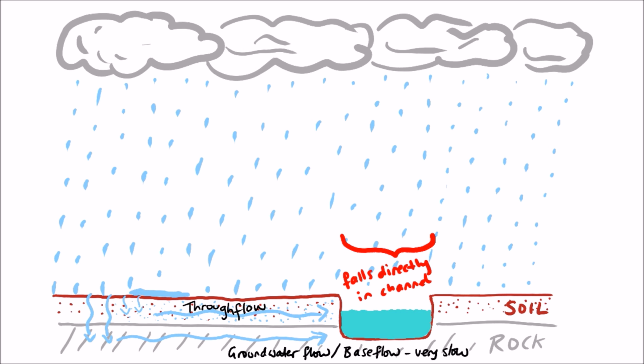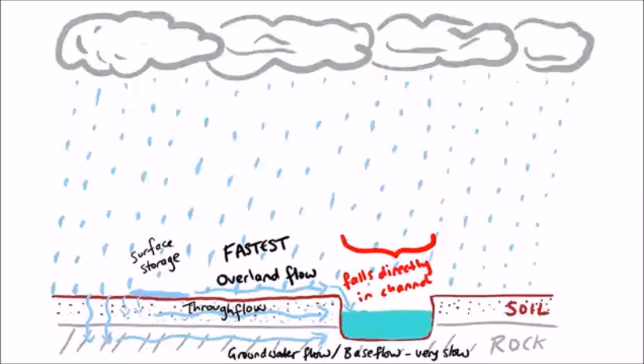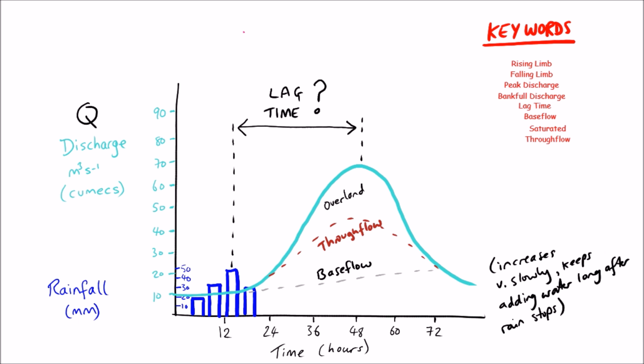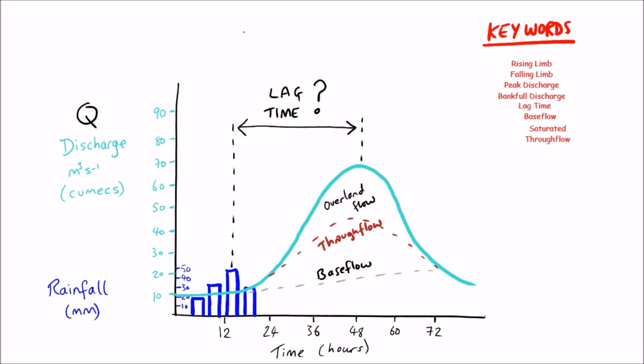Finally, the third way that water can reach a river in a drainage basin is if surface storage builds up and then flows over the ground as overland flow. This process is much faster than the other two, and this is the one that can often lead to flooding, particularly in urbanised areas. So let's add this final component onto our graph and add a few more keywords here at the side.